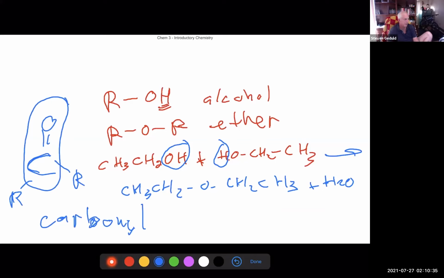Okay. Now, carbonyl groups are used in different types of functional groups. So we already talked about alcohols and ethers. With a carbonyl group, you can have R, C double bonded to O, bonded to H. Okay, if it's a carbonyl group with a hydrogen, this is called an aldehyde.